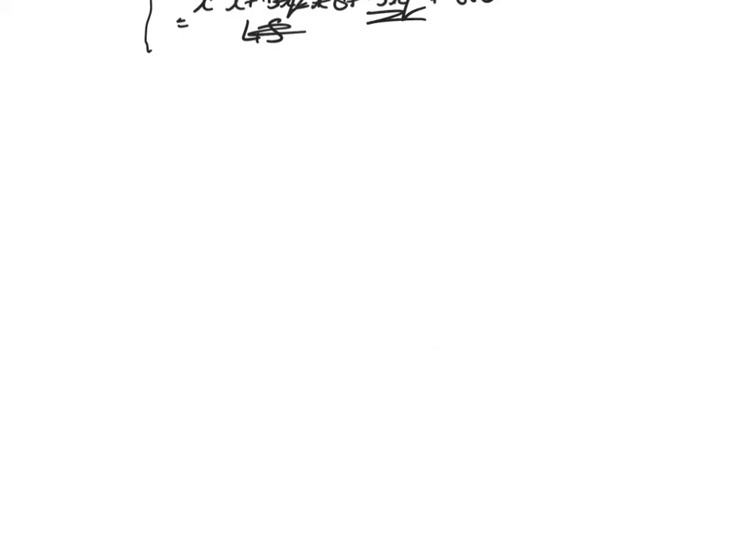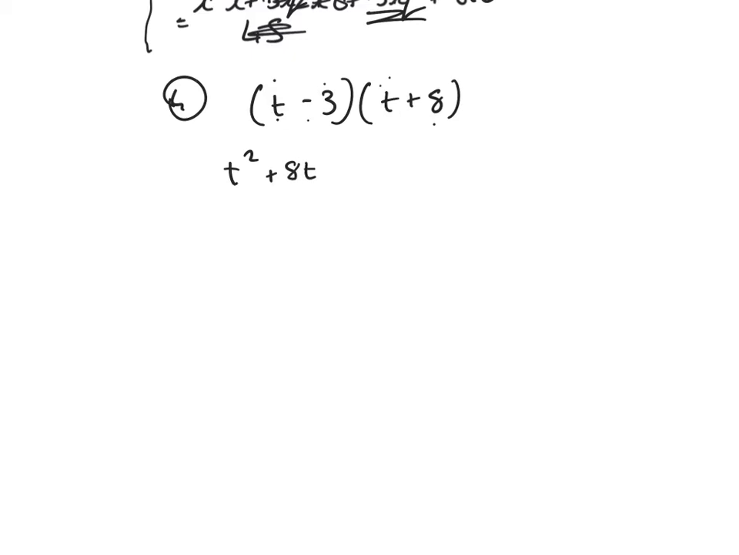Final answer. Okay, example 4. Let's go for (t - 3)(t + 8). So just a slight extra dimension here, which is the minus in the middle. Okay, so first, t times t is t squared. Outsides, t times 8 is 8t. Insides, minus 3 times t is minus 3t. And last, minus 3 times 8.